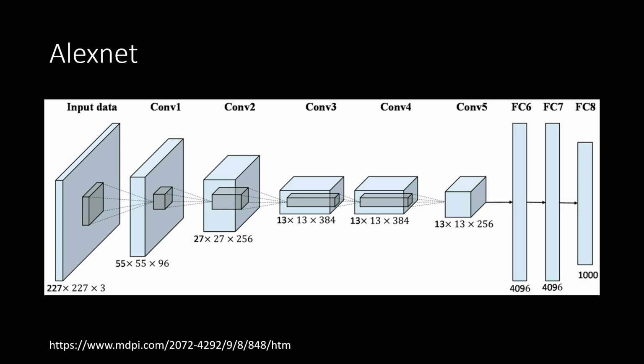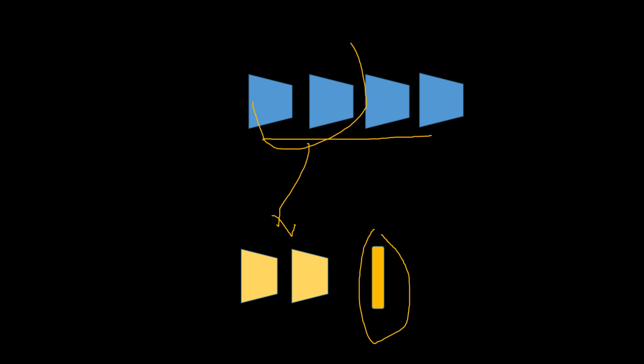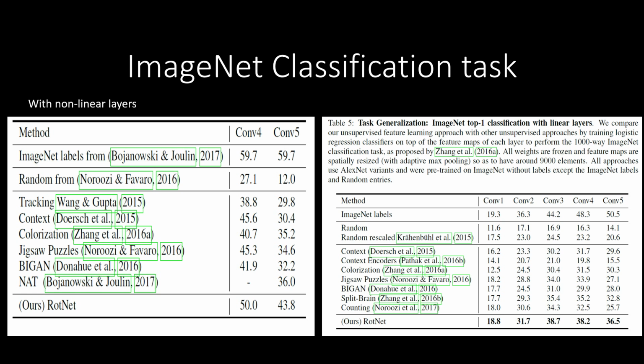Now AlexNet, just as a refresher, looks like this, with five conv layers and three fully connected layers. And to remind you of how this works, suppose this is your AlexNet, you do a pre-training, and then you take this pre-trained model, which is frozen, and on top of it you add your linear or non-linear layer that you want to use to evaluate it. Okay, and let's see the comparison of the performance of this RotNet-based pre-training on the ImageNet dataset and how it does with the non-linear layers and the linear layers.